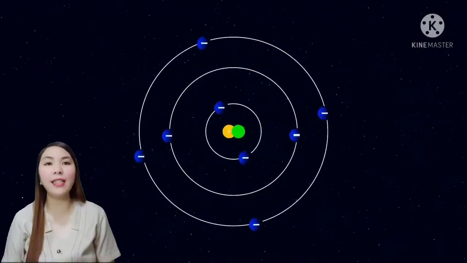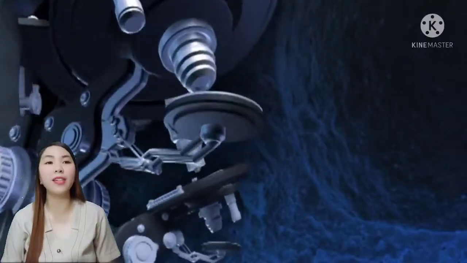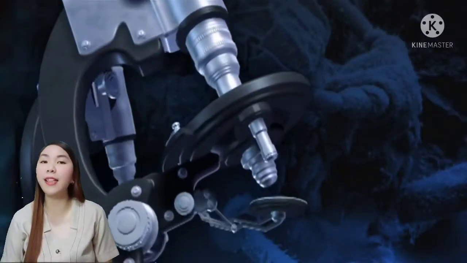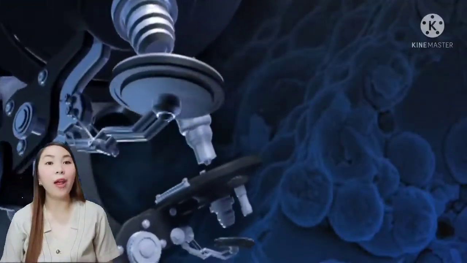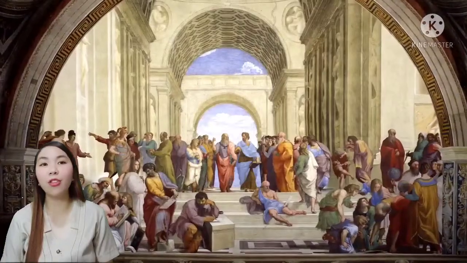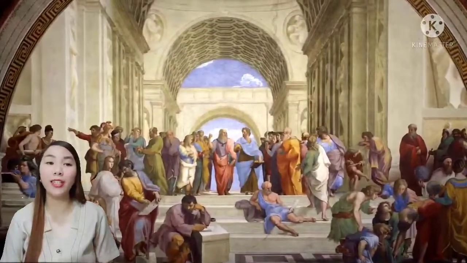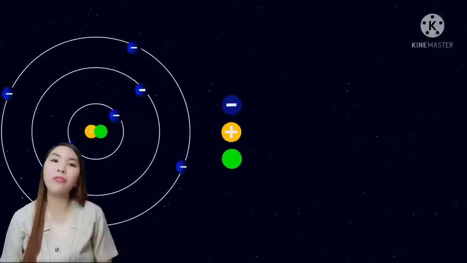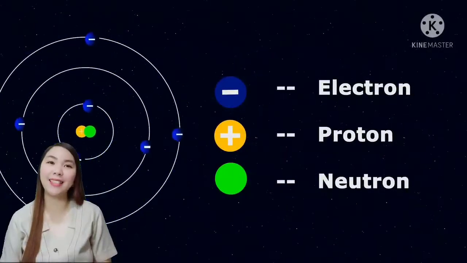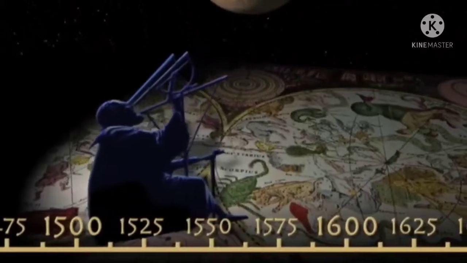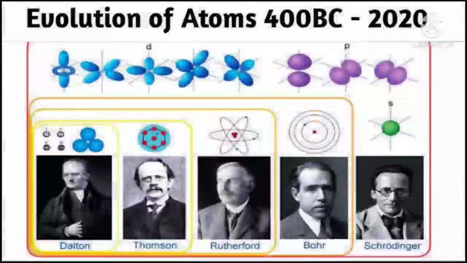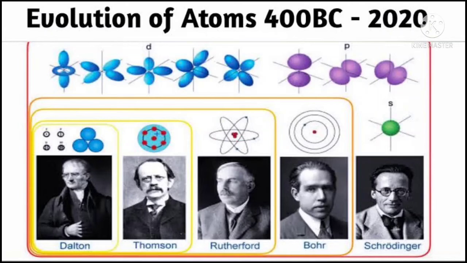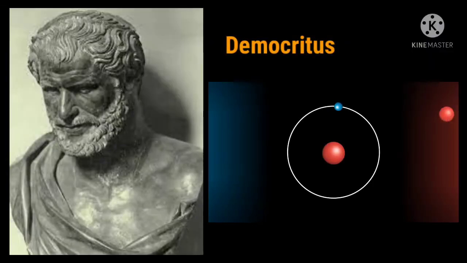Atoms are very tiny. They could not be seen before scanning tunneling microscopes were invented in 1981. However, the idea of atoms goes back to ancient Greece. That's where this brief history of the atom begins. The history of atom begins around 450 BC with a Greek philosopher named Democritus. He first introduced the idea of the atom almost 2,500 years ago.